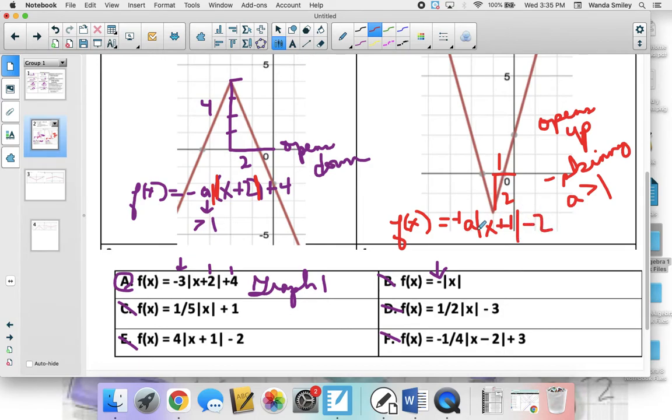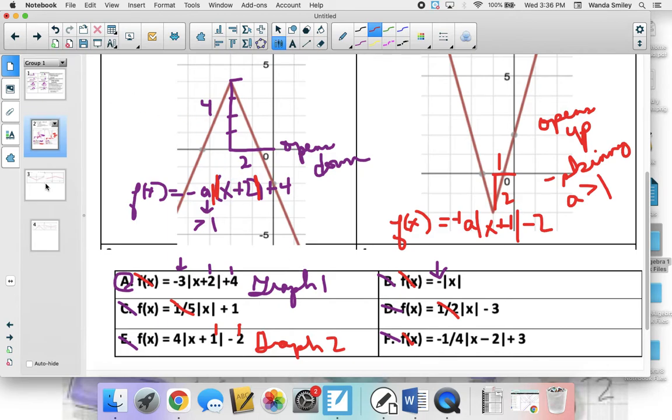So on a positive A, that eliminates B. We've already done A anyway. And I want it to be a whole number, so that eliminates my fractions. And this one's negative, so that eliminates this one. So there's only one with a positive A, and there's my 1, and there's my -2. So that means E is graph 2. Okay?